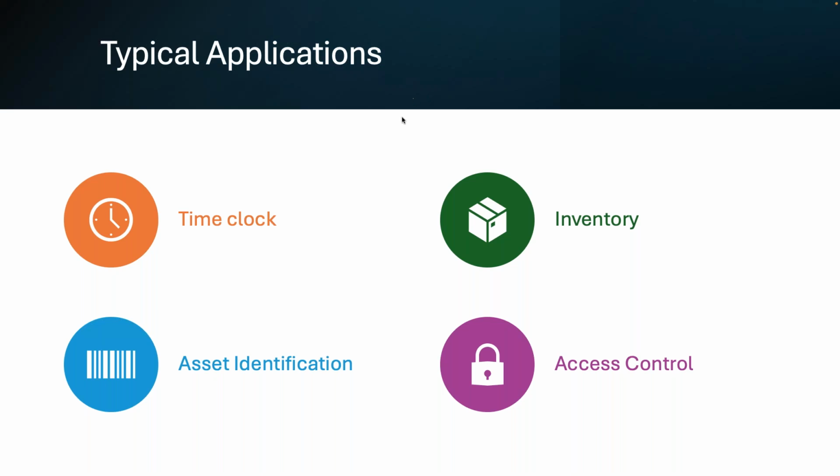Other examples include time clocks. You might have an ID card that you swipe in to get access control that also logs your time clock, so you know when you've entered or exited a building. You might have inventory, like I showed you in the last example, or maybe asset identification. You've got a piece of equipment and you want to be able to just tap on it and find out information about that equipment. You can do all of that with NFC communication. So let's move down to our next slide.